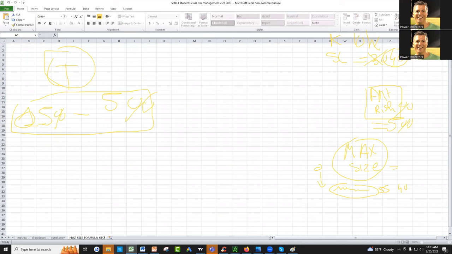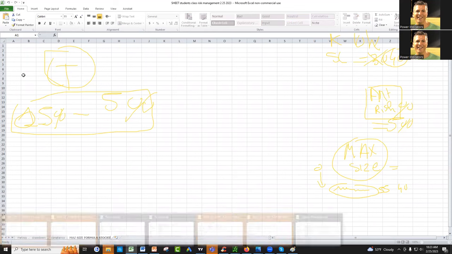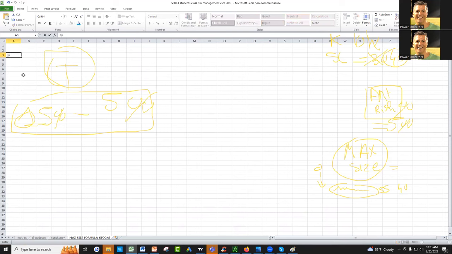So that would be stocks. And it's easy. Look, you put stocks, symbol. You put entry, right? Stop loss, amount at risk, percentage wise of the account, right?